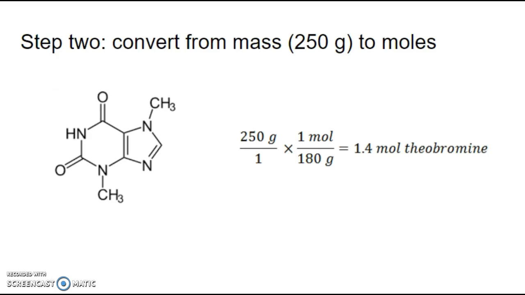So, just to recap, if we have a mass of a known compound, we will always be able to convert from that mass in grams to moles as long as we can calculate the gram formula mass. And if you have your periodic table or your reference table, you'll be able to calculate the gram formula mass for any compound and use that to convert all the way to moles.